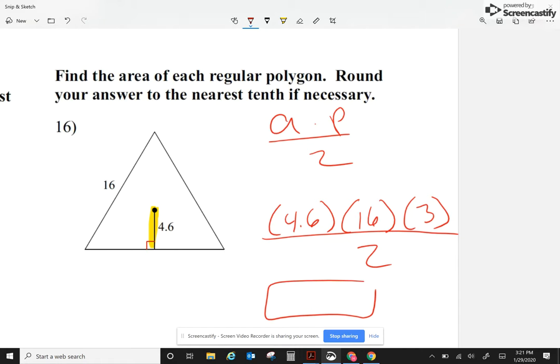I just retyped it and I noticed it actually is 110.4.